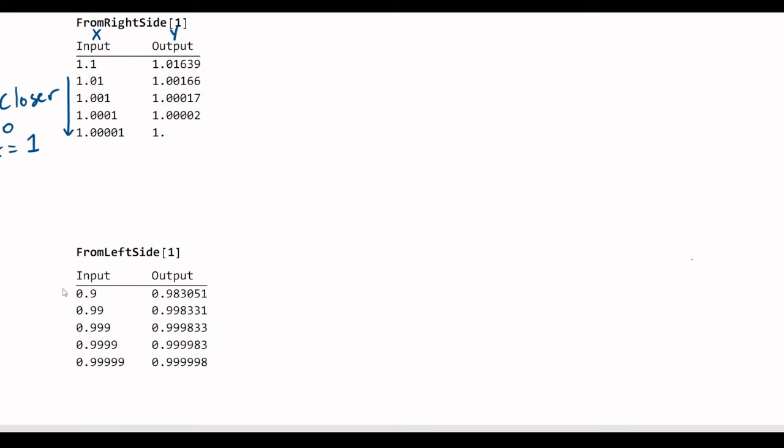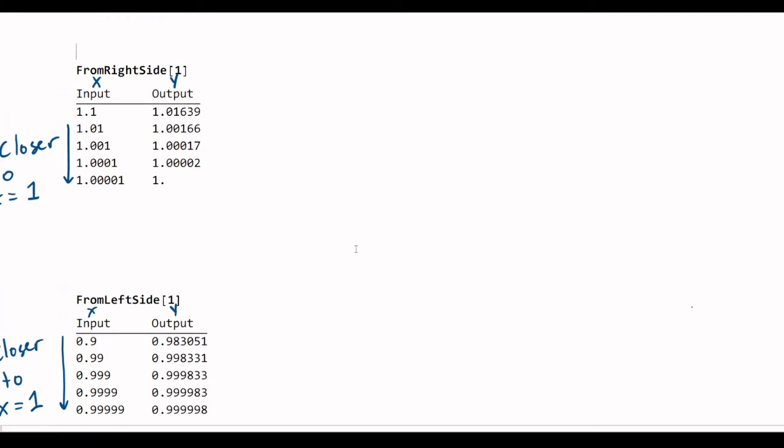Again, as I go down this table, what am I doing? I'm getting closer to x equals 1. And what's happening with this y value? Well, look at that. As I'm getting closer to 1, it's getting closer to 1. So, what do we have here? We have from the right, our function is getting closer to 1. From the left, our function's getting closer to 1. That tells us the limit exists and equals 1.